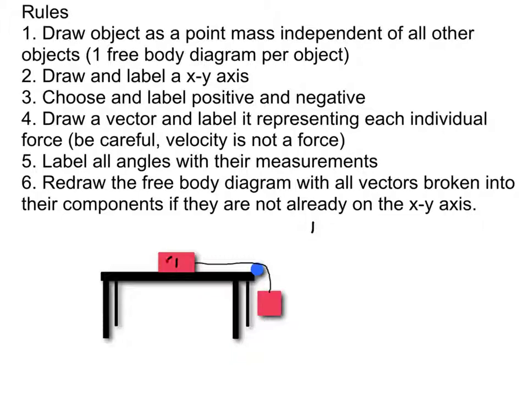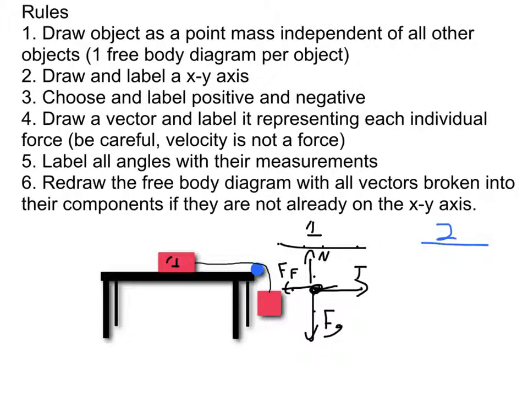Object number one over here would look something like this. I'd have tension going this way. I might have friction going back to the left, normal force going up, and the force of gravity going down. Object number two is vertical over here, so I would have tension going up and just force of gravity going down.